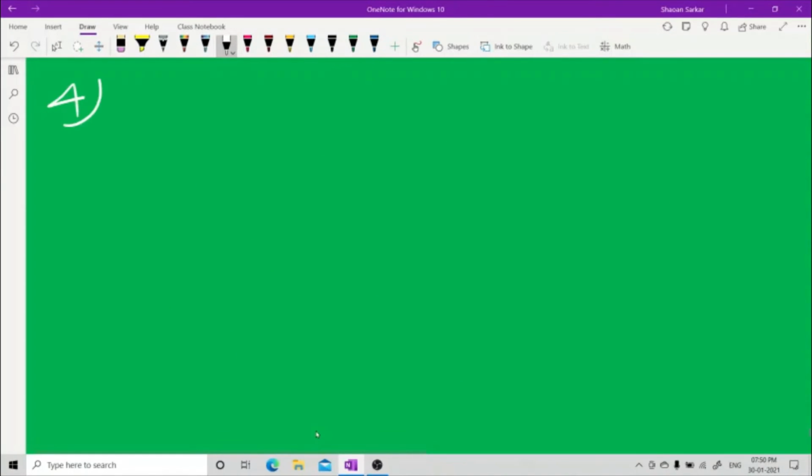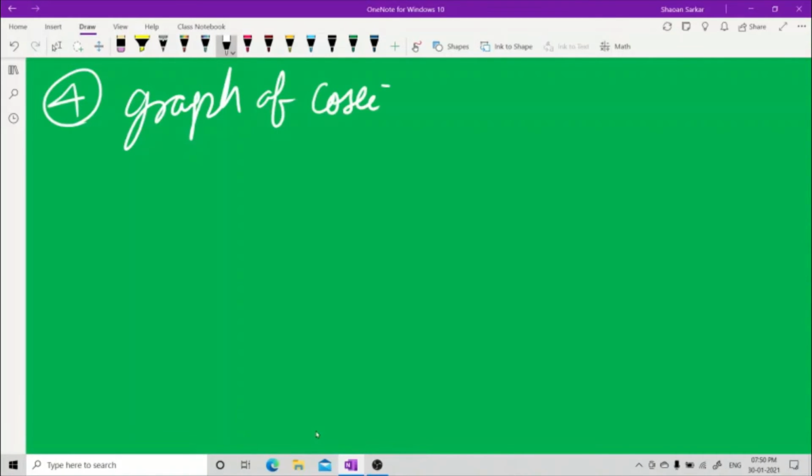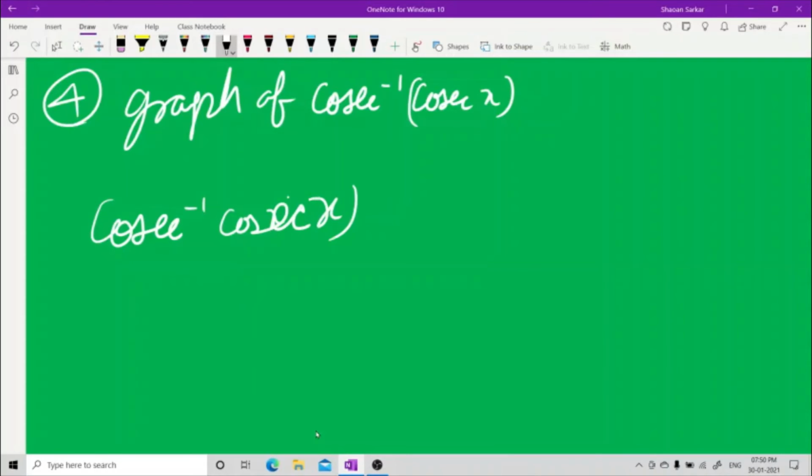Fourth graph, graph of inverse cosec x. This will be similar to that of sin x. I'm just writing it down. You don't need much of explanation. This is going to be cosec. Once you know the graph of sin, it will be just the same copy of that with a little bit of change. I will tell you where the change would be. It will be a little bit of a copy and nothing else.